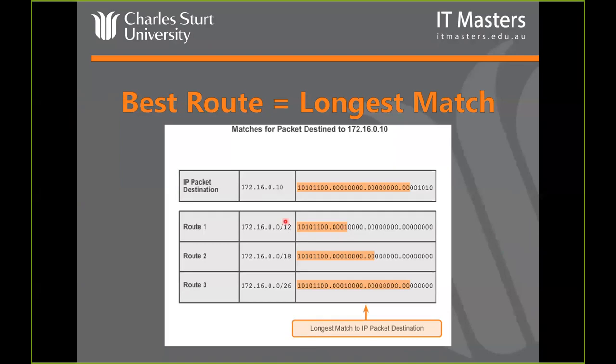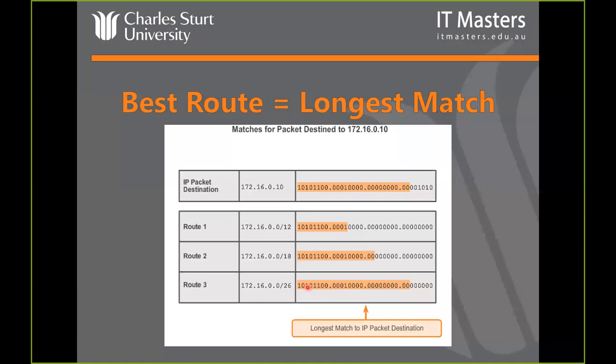Best route, longest match. So if we look at this IP packet destination, we want to go to 172.16.0.10. Okay, so that's what it looks like in binary. We have three routes available. We have 172.16/12, 172.16/18, 172.16/26.